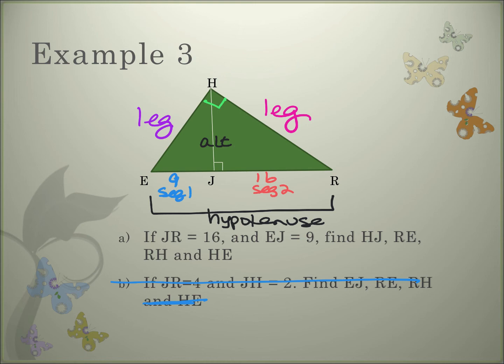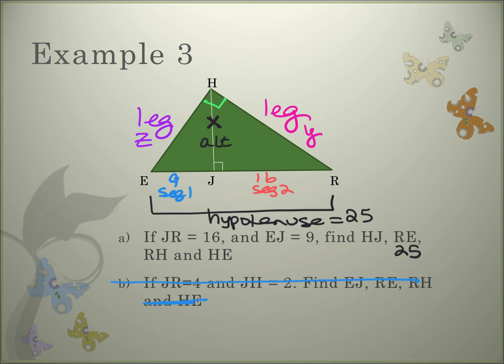Now I'm going to add variables here, just to make it easier when I put it in my proportion. So the purple leg, I'm going to call this one Z. The pink leg, I'm going to call this one Y. My altitude, I'm going to call this X. Now my hypotenuse, I'm not going to give a letter to, because I can already figure out the length of the hypotenuse by adding segment 1 plus segment 2. And the length of my hypotenuse, 9 plus 16, is 25. So that's going to be the length of RE. So that's 25.